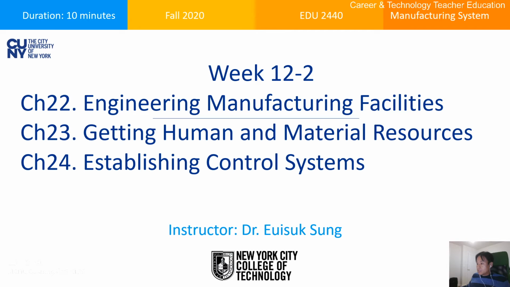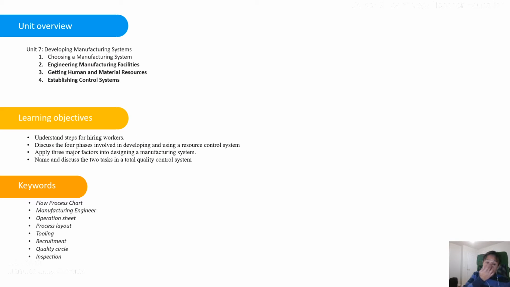So first of all, this is the unit overview. This is unit 7, where we are developing manufacturing systems. In the first module we looked at the manufacturing system, and in this module we look at the engineering manufacturing facility, and then human resources, very briefly, and establishing the controlling system.